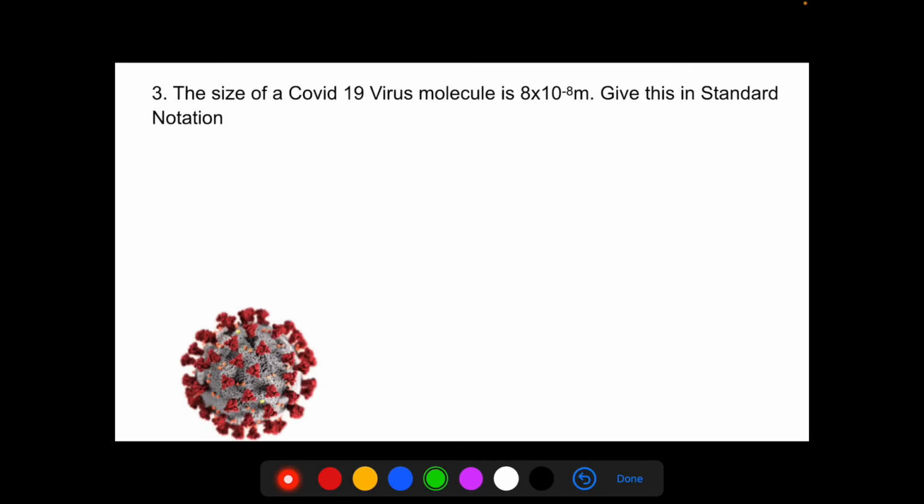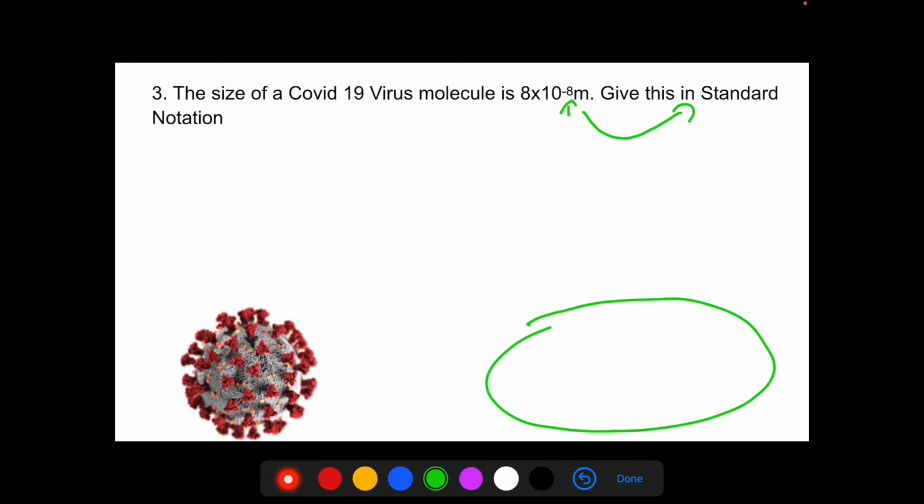So anyway, the size of the COVID-19 virus molecule is 8 times 10 to the negative 8. Okay, so this negative 8 is going to represent a very, very, very small number. Give this in standard notation. Okay, so what are we being asked for? We're being asked to give this number in standard notation.